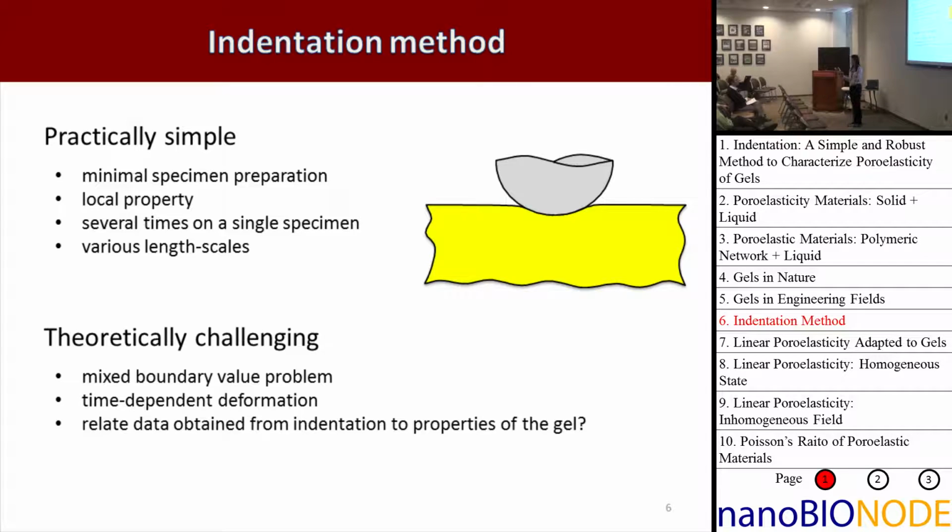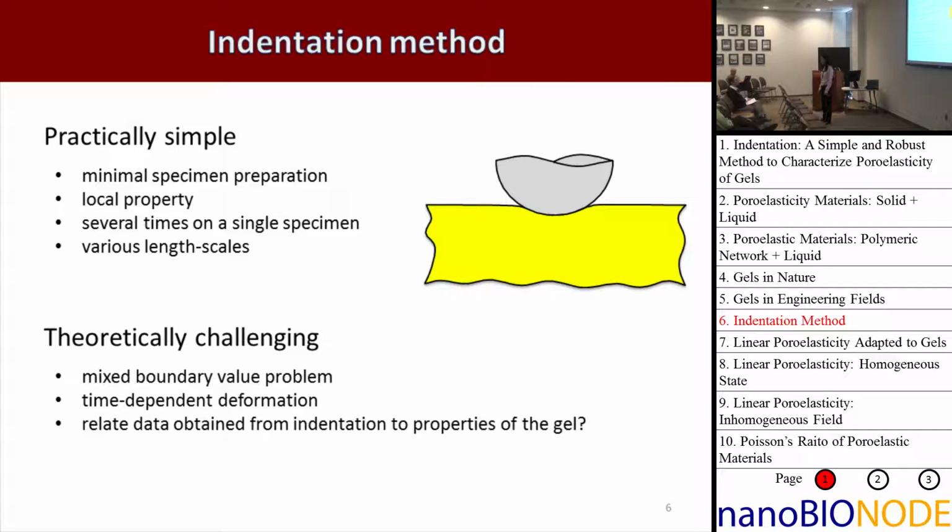You just have this sample, and you press the indenter into the gel. Then you can back out the material properties. It requires minimum specimen preparation, can probe local properties, can be performed several times on a single specimen, and most importantly, you can easily probe the material at different length scales. You heard a lot from Virginia's talk and many other people's talks here.